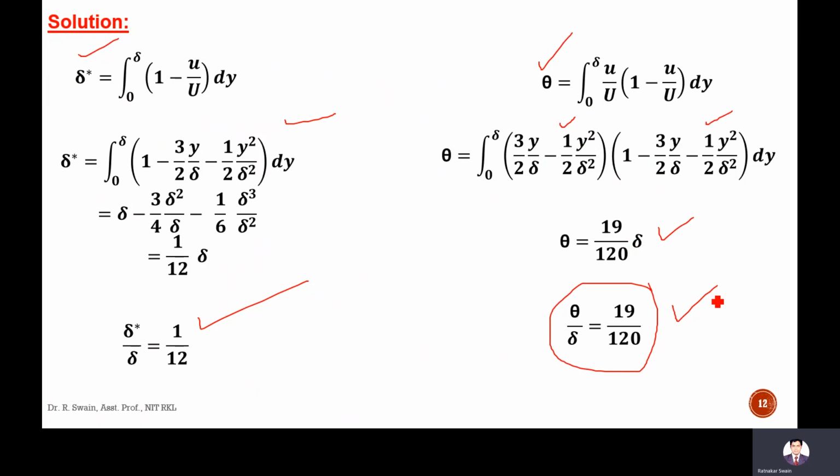So in today's class we discussed the boundary layer concept, the characteristics of the boundary layer, the displacement thickness, momentum thickness, and energy thickness.